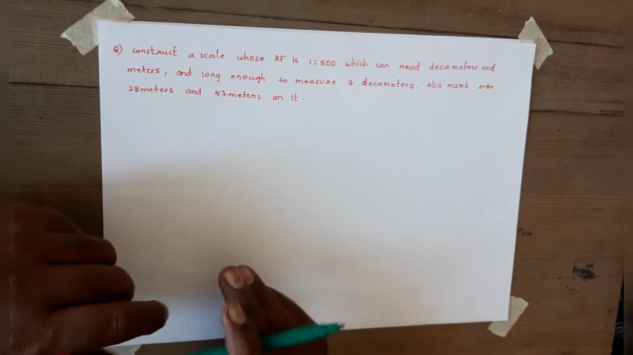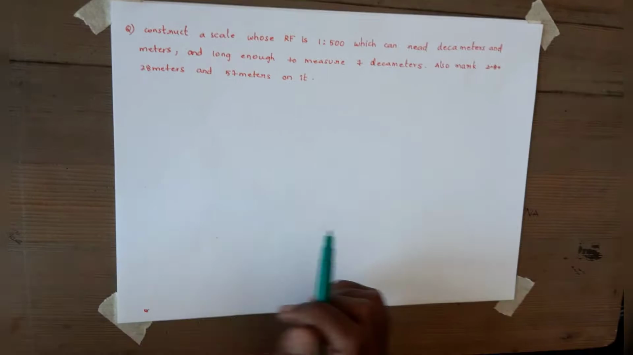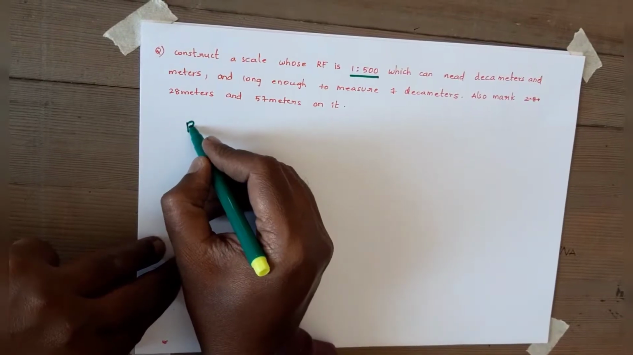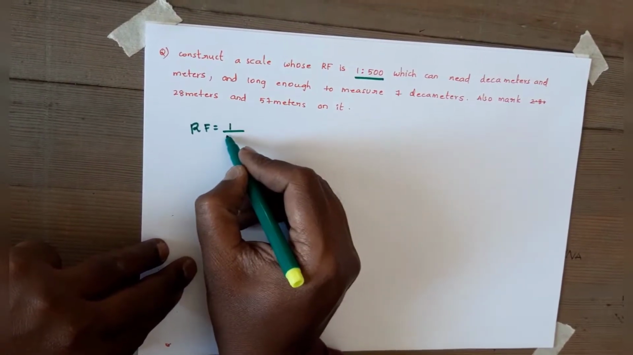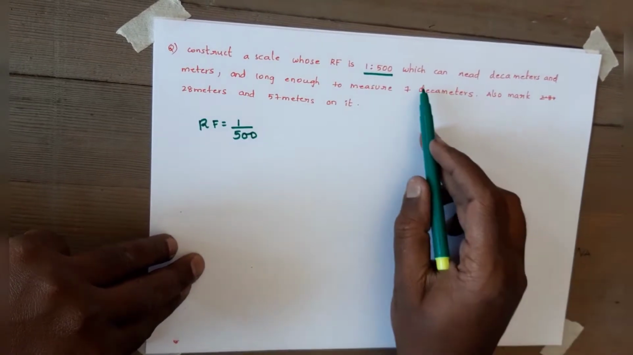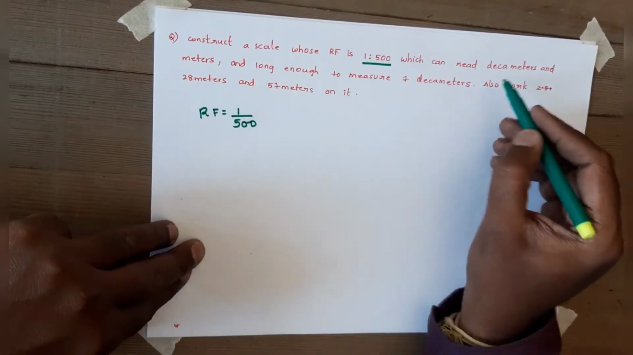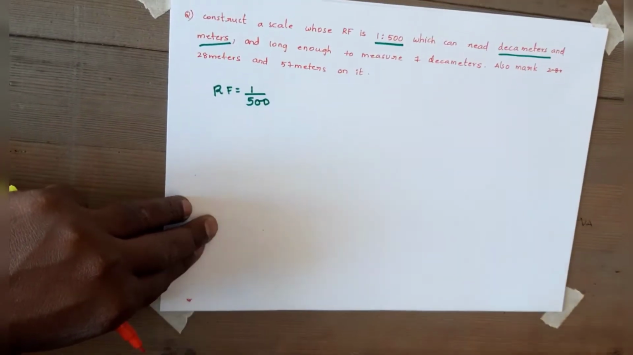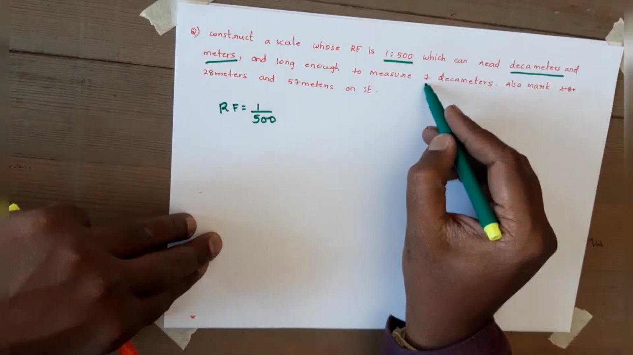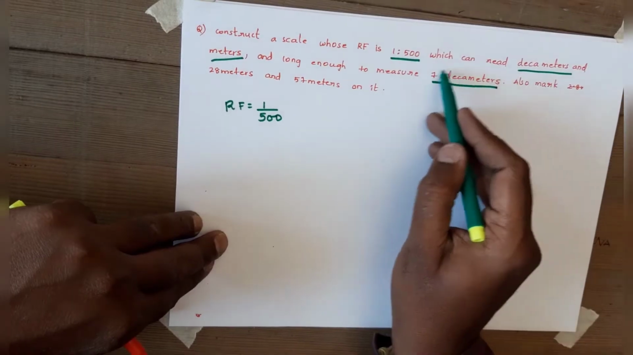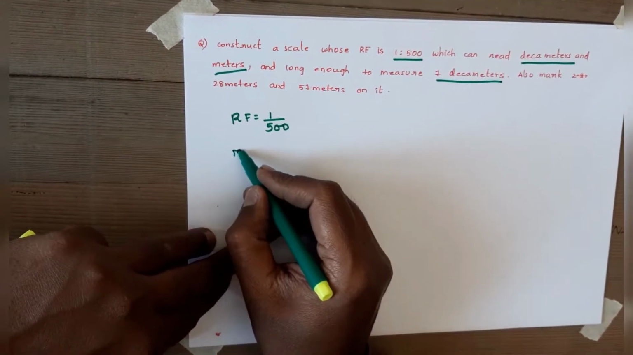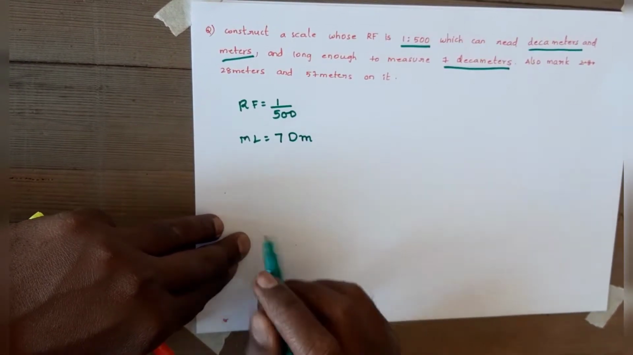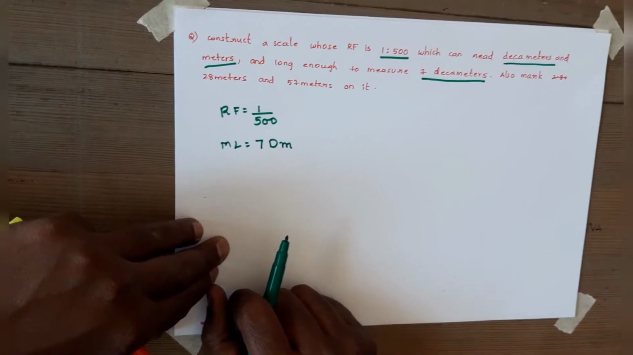So let us consider a question. Construct a scale whose RF is 1:500. RF is equal to 1 divided by 500, which can read decameter and meter, and long enough to measure 7 decameters. What is the meaning of this, sir? Long enough means maximum length. The scale should read a maximum of 7 decameters. Capital D means deca, small d is deci.